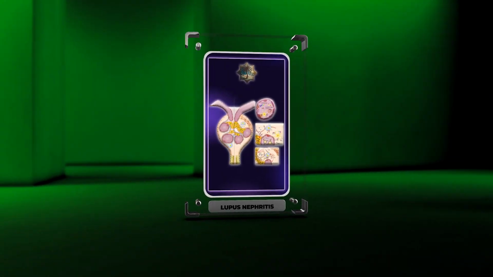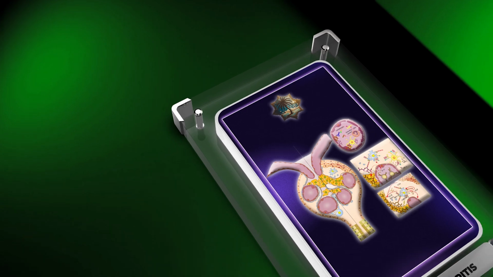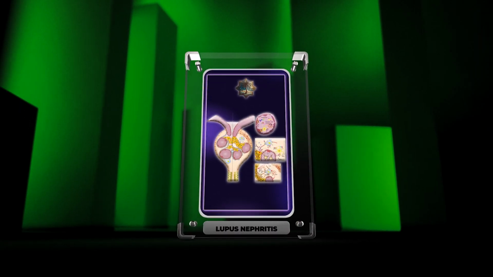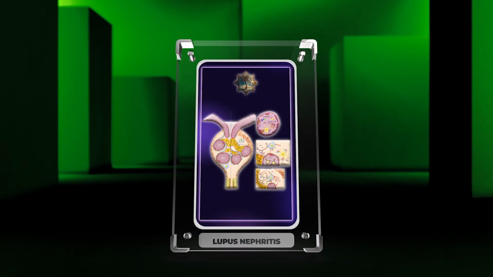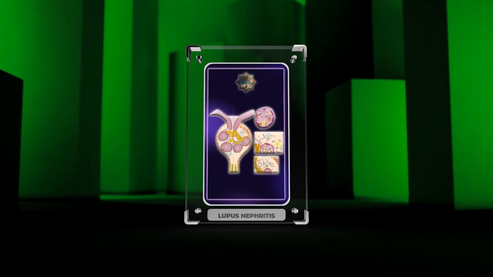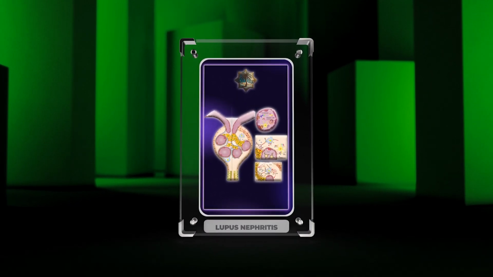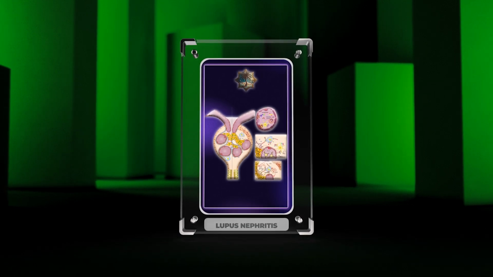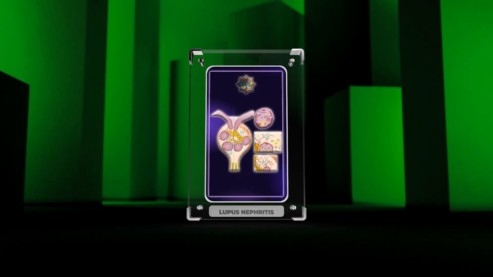Ladies and gentlemen, today we will delve into the fascinating world of lupus nephritis, a complex condition characterized by inflammation and damage to the kidneys in patients affected by systemic lupus erythematosus, SLE. Lupus nephritis represents a significant challenge in clinical practice, as it can lead to progressive renal dysfunction and poor long-term outcomes. Therefore, it is essential for us as medical professionals to gain a robust understanding of the mechanisms, manifestations, and management strategies associated with this condition.